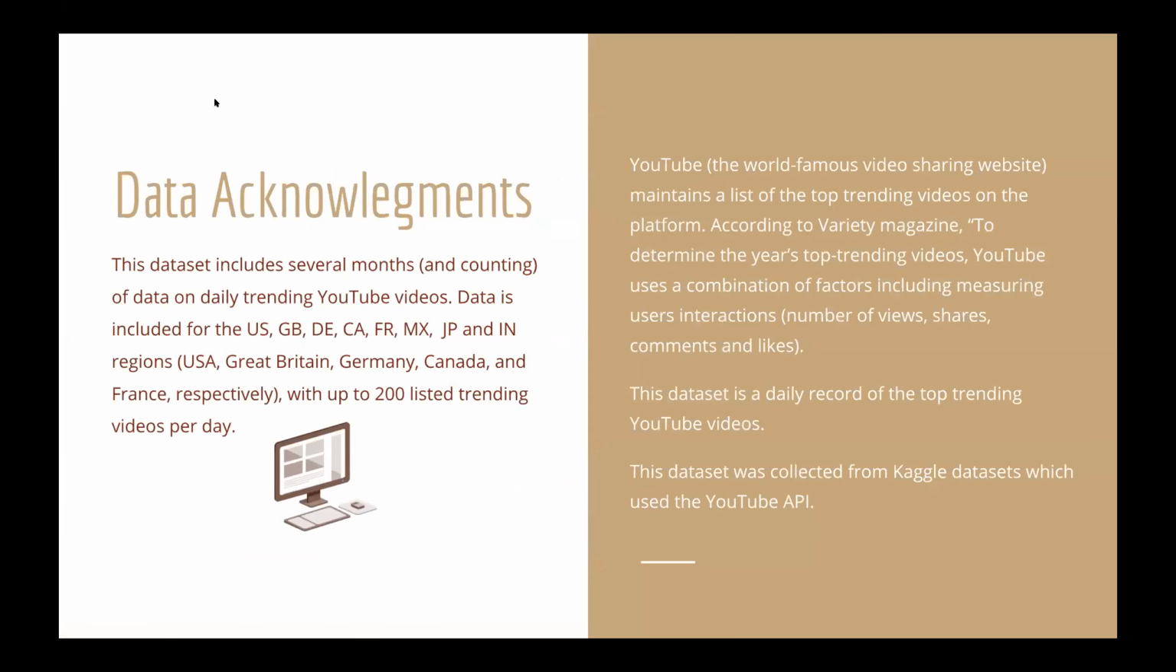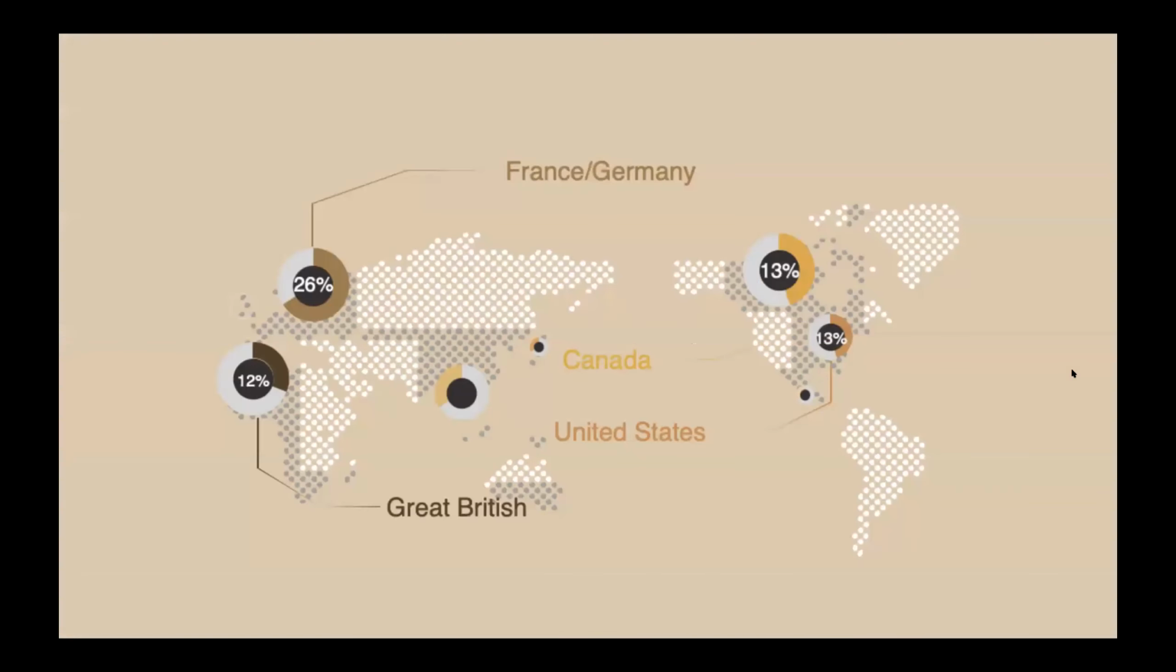The data set includes several months of data on daily trending YouTube videos. Data is included for the United States, Great Britain, France, Germany, Canada, Japan, and other regions, with up to 200 trending videos per day. The data set is a daily record of the top trending YouTube videos and was collected from the Kaggle data sets, which used the YouTube API.